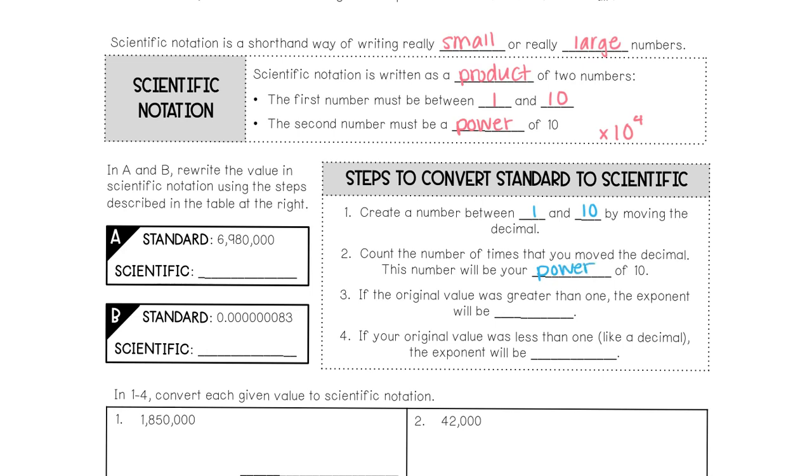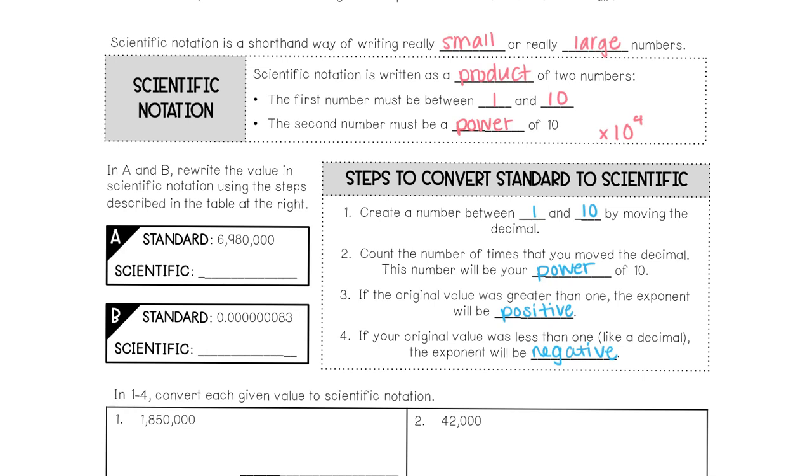If the original value was greater than 1, the exponent is positive. So if we have a really large number to start with, we're going to use a positive exponent. If your original value was less than 1, like a decimal, the exponent will be negative. So if you start with a really big number, your exponent is going to be positive. If you start with a really small number, your exponent is going to be negative.